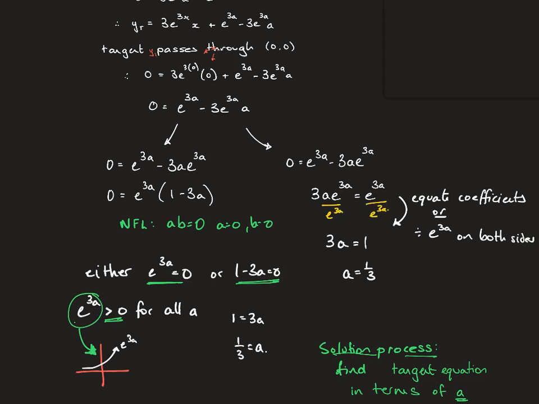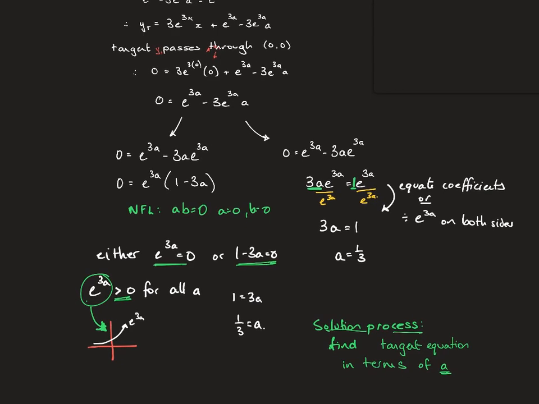The other thing that you can think about is that what you have in front of this term here is a 1, and so 3a must be equal to 1, which is what we've got here. Either way you end up with this, and then you get that a is equal to a third. So the solution process for this one was that I went through and found the whole tangent equation in terms of a. But there is another way that you can work through these sorts of problems, and I'll show you in the next question.